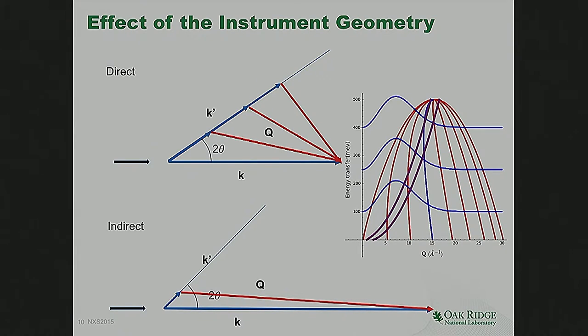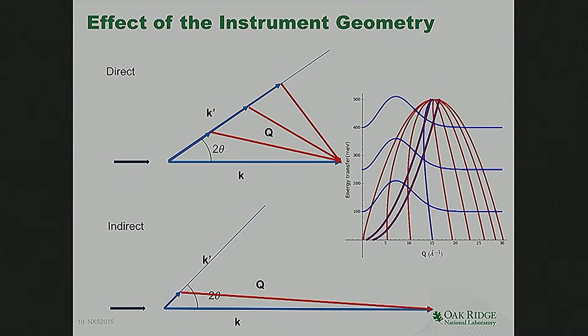The problem is that as you go to higher incident energy, your resolution gets degraded, and your flux also gets affected. So, yes, you can come with 2 electron volts, 2,000 millielectron volts, but the problem is that you will probably have very few neutrons that you can use to measure.